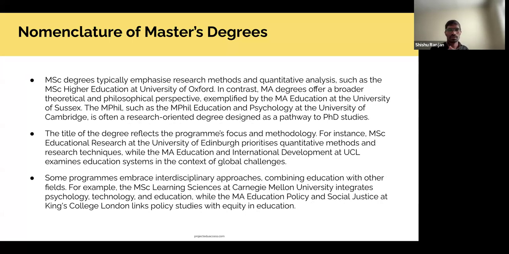The title of the degree also reflects the program's focus, which area they are focusing on. For example, I'm doing education and social justice, so it is more focused on the social justice aspect: how policies can be made for the larger, broad level of people who don't have access to basic education. And how education should not reproduce the inequality that exists in society.